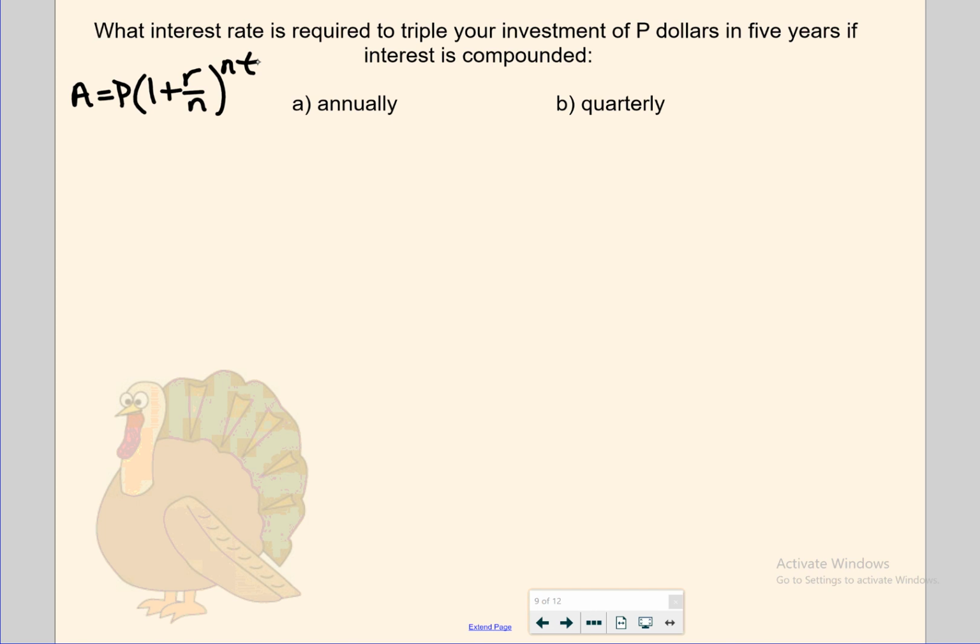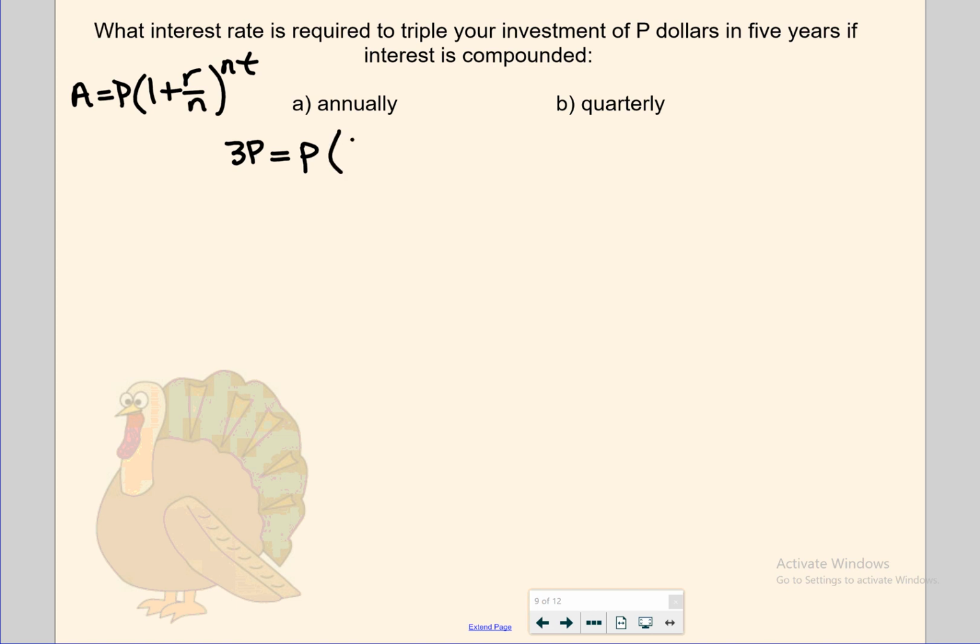Okay, so in this problem, we don't have a starting amount or an ending amount, so we just have P, and then we want to triple P. So that actually tells you what to plug in for your first two variables. P is just P, and then the amount I want to end up with is triple that. So 3P. If it was double that, 2P, so on and so forth, okay?